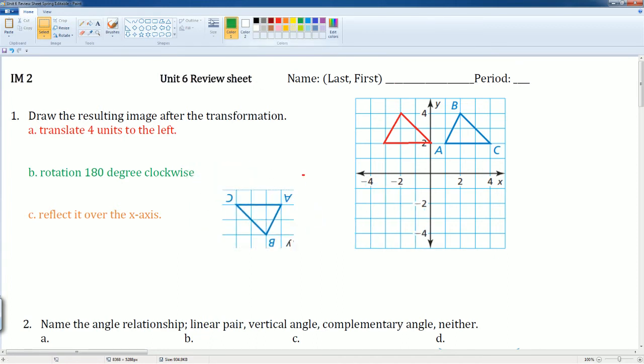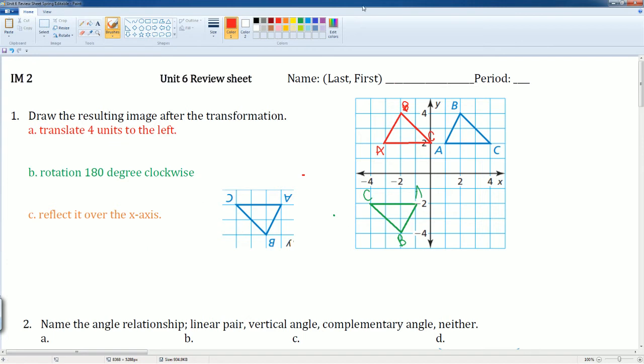Okay, so let me draw that for you. It should look like from here to here, then here, then here. All right, that's how that should look like. And if you want to know the letters, this was A, this was C, and this was B. And let me give you the red one up here. It was A, B, and C.